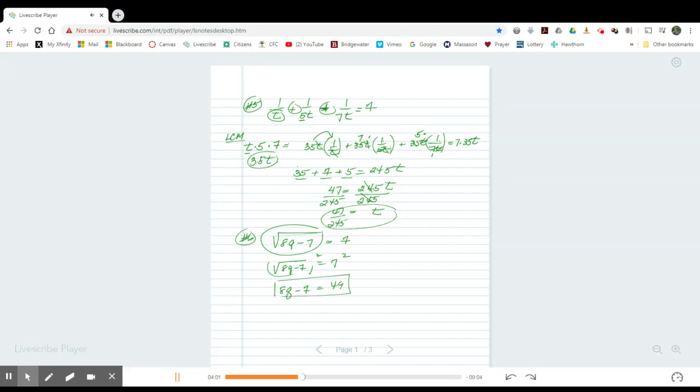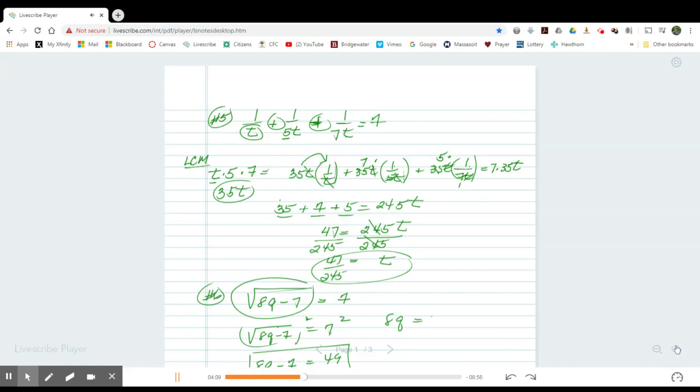Now you just solve it. 8q equal to, I want to take that minus 7 and bring it to the other side. So this is 49. I'm going to add 7 to both sides. So I get 8q is equal to, what, 56. Divide both sides by 8, and q comes out to be 7. Which, if I look at my answers, is letter B.